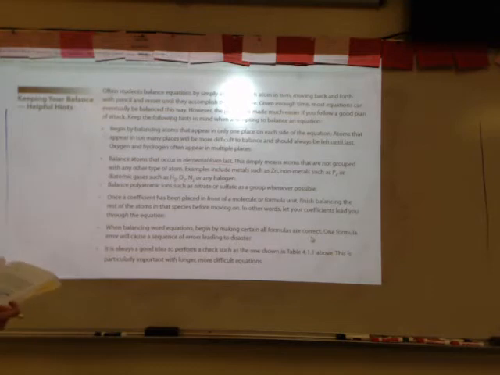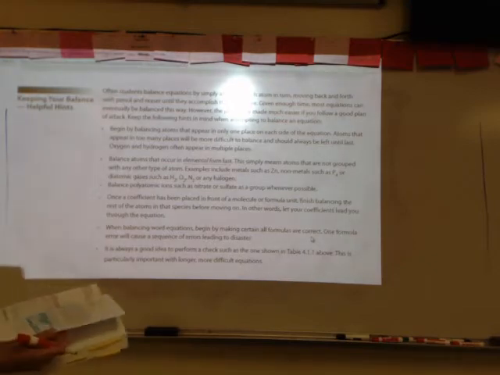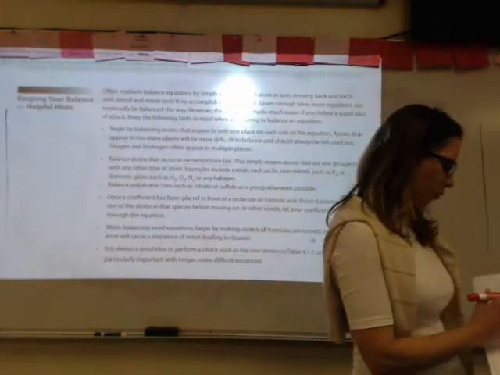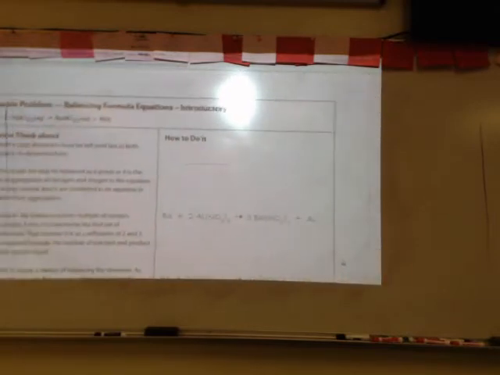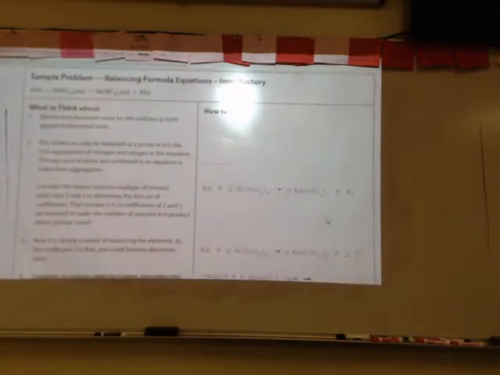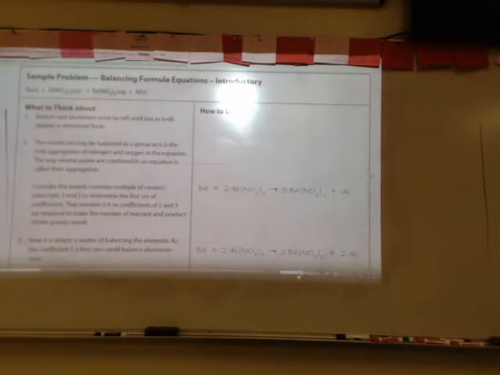You want to balance polyatomic ions as groups. So this would be things like nitrate, sulfate. And once a coefficient is placed in front of a molecule, you want to finish balancing the rest of the atoms in that species before moving on. Let's take a look at the next page. Let's look at this sample problem here.